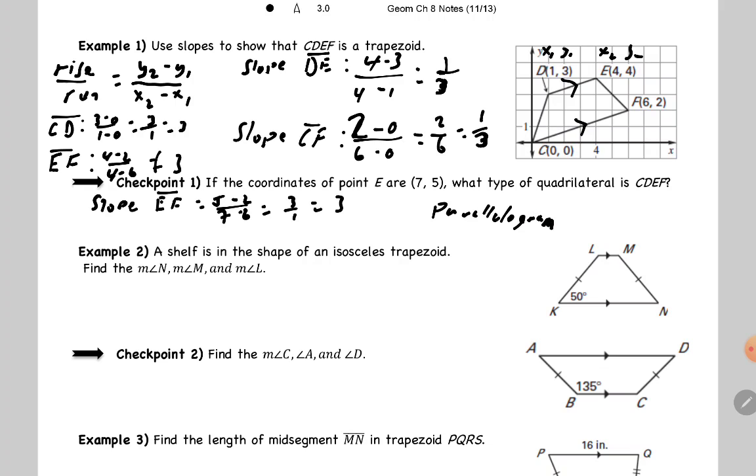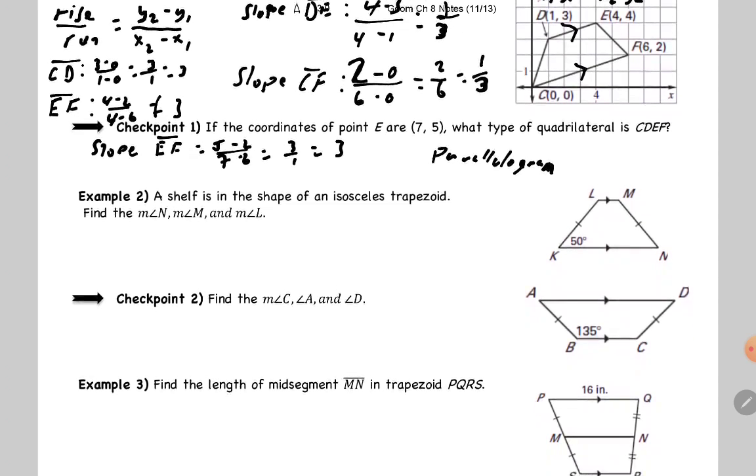So once again, CD had a slope of 3, and now if they change point E, the slope of EF is the same as CD. That means both sides would be parallel, and that's the definition of a parallelogram. Quadrilateral where both opposite sides are parallel.